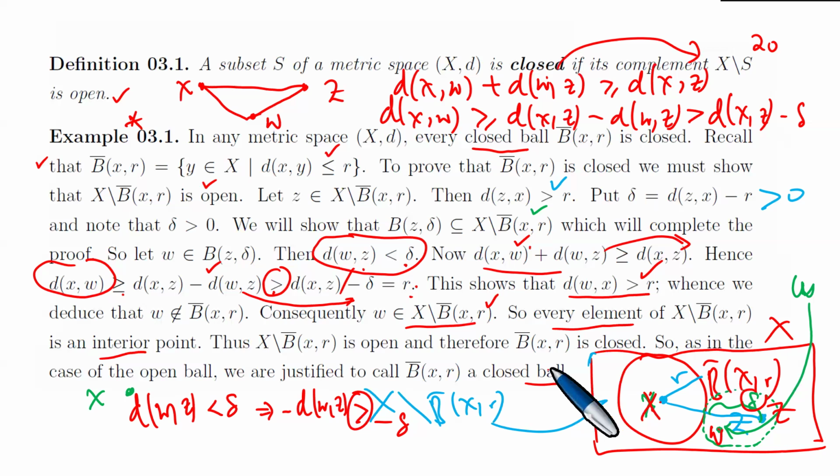Why is it closed? It is closed because its complement is open. So how do we know that this set is open? Obviously, this is a closed ball because every element of X minus B̄(x, r) is an interior point.